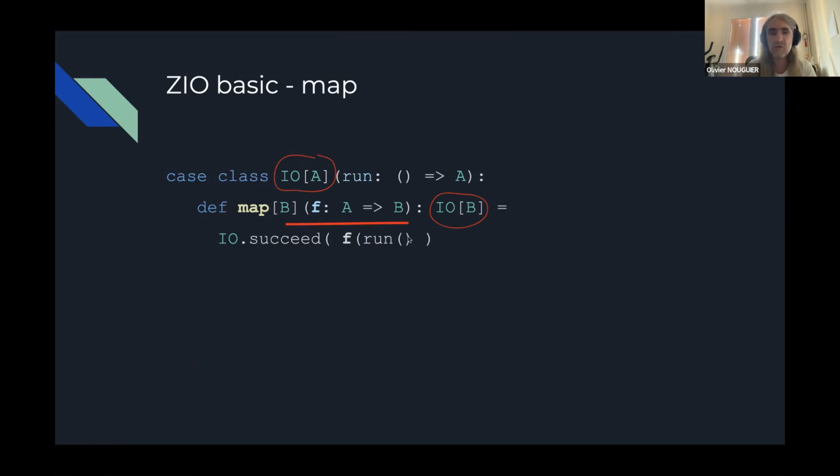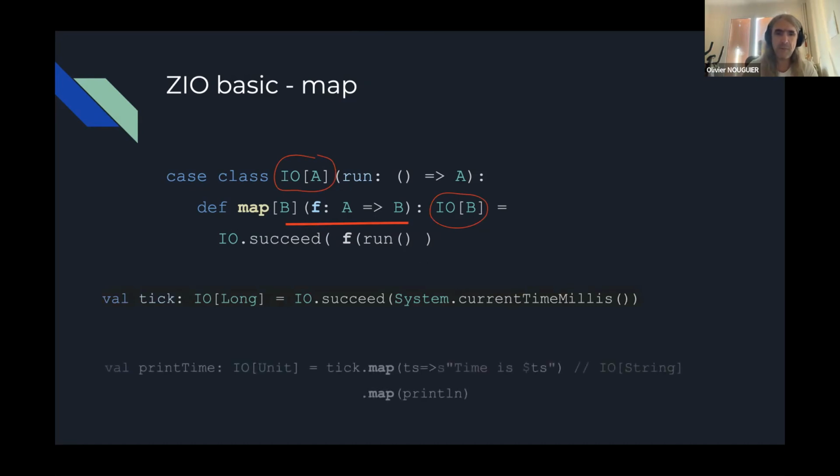We could do this in Java, I guess. It's nothing very complicated. For example, I have a tick, my method that produces the timestamp, and I can map it with a function that transforms this timestamp to a string. I have an IO of string, then I can also map it to a function that prints. The print doesn't produce anything, so it's an IO of unit.